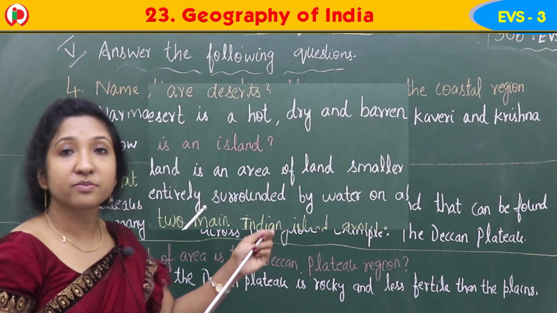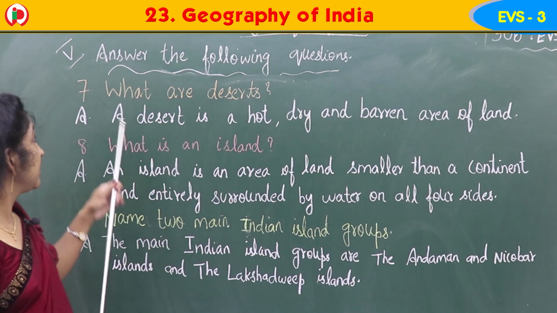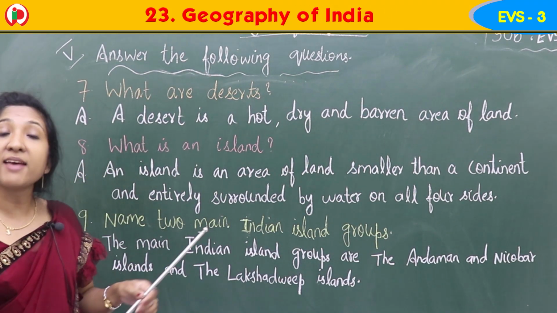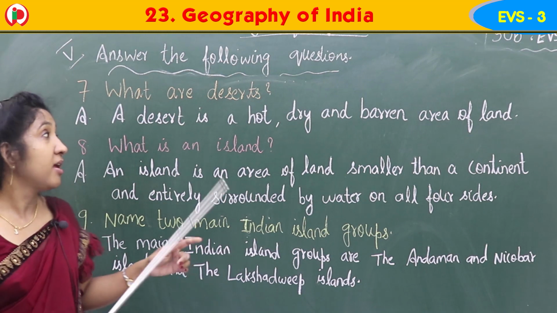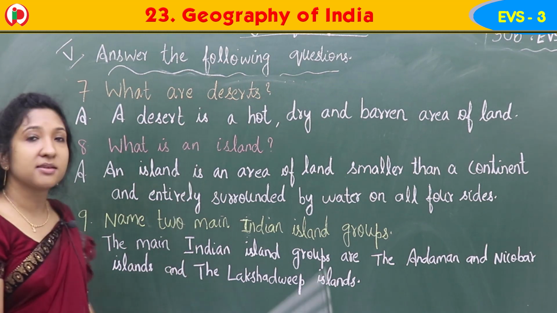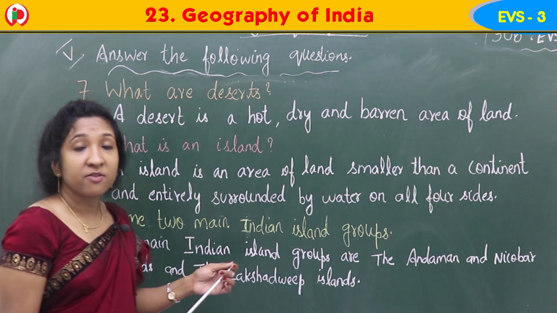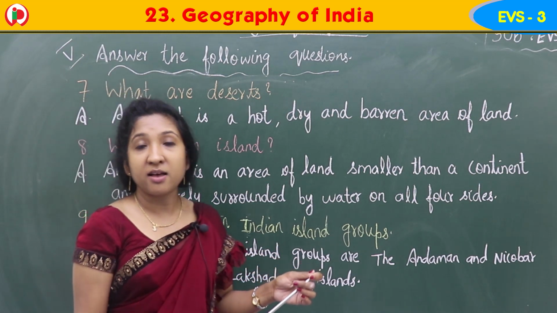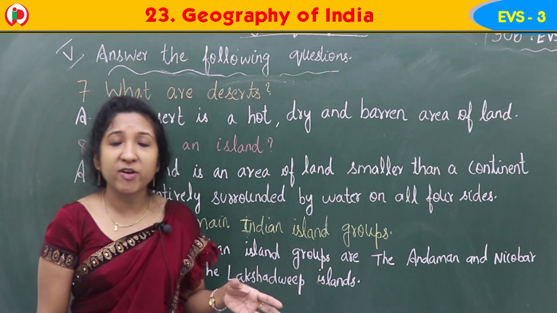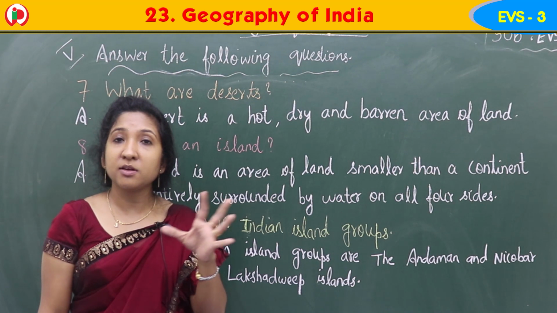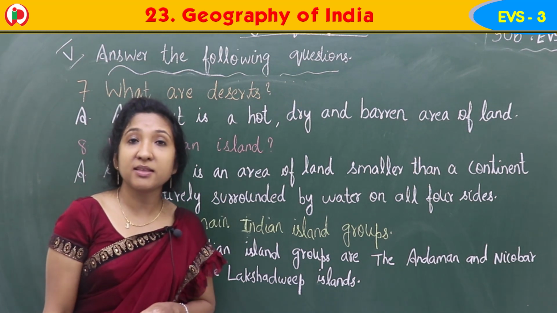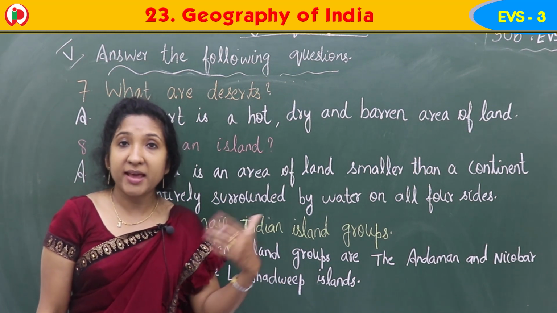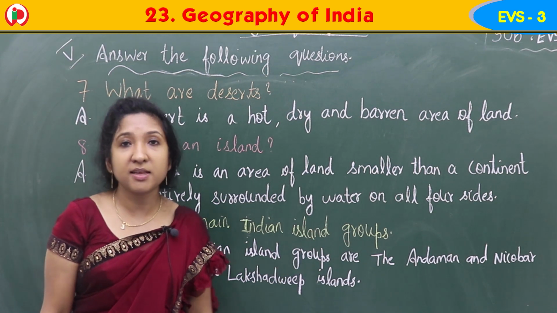Okay. Our next question is the 7th question. Which is the 7th question here, children? Yes. What are deserts? We learned about deserts of India. They are hot, dry, barren land, isn't it? Most, 20% of the earth's surface consists of desert, isn't it?